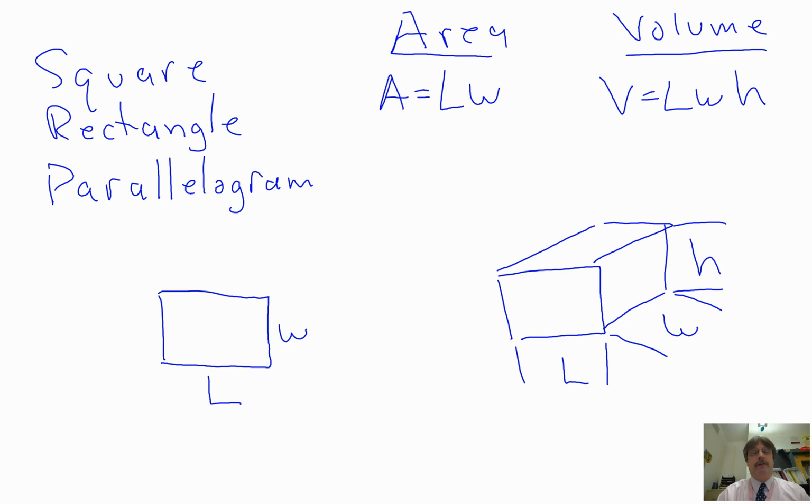And if we go to here, squares, rectangles, and parallelograms all use the same formula. Just remember a parallelogram is slanted, like that, but you still have your length and your width. So area is length times width, and the volume is length times width times height.